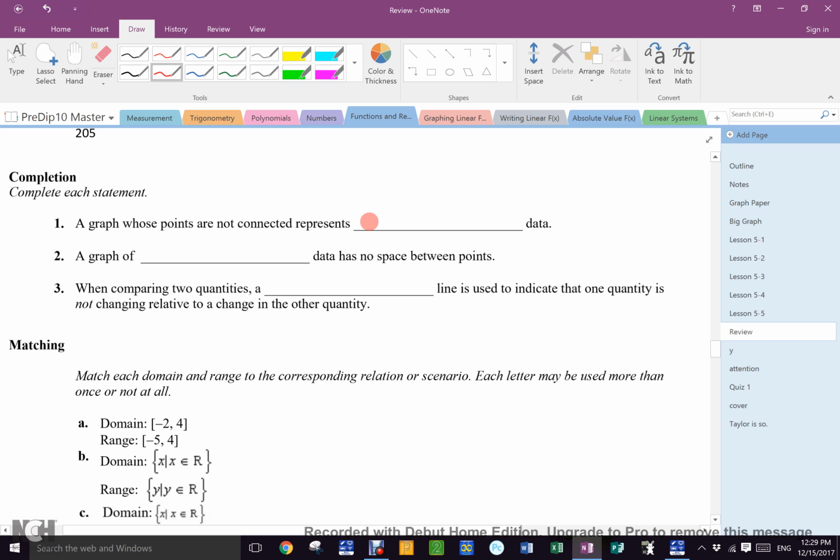Number one. Discrete, says Leighton through his scarf. And continuous.